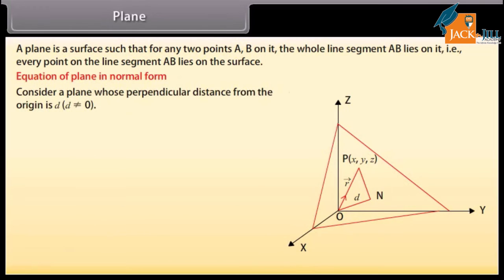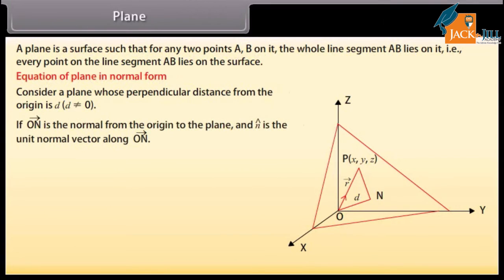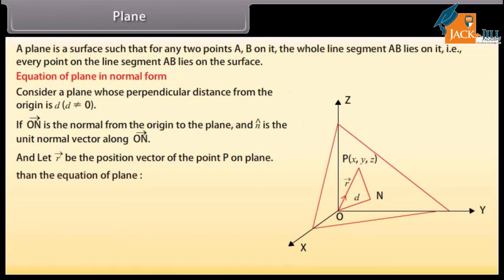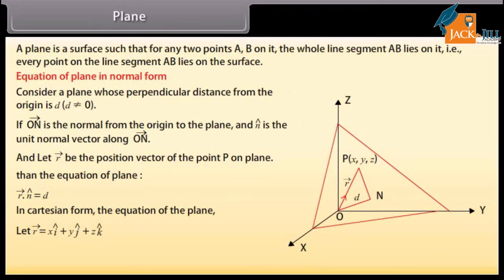Consider a plane whose perpendicular distance from the origin is d not equal to 0. If vector ON is the normal from the origin to the plane, and n cap is the unit normal vector along vector ON, and let vector r be the position vector of the point P on the plane, then the equation of the plane is vector r dot unit vector n equals d. In Cartesian form, let vector r equals x i cap plus y j cap plus z k cap, the equation of the plane is lx plus my plus nz equals d, where l, m, n are the direction cosines of n cap.